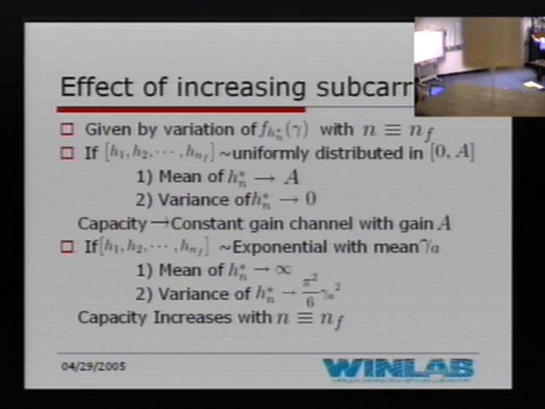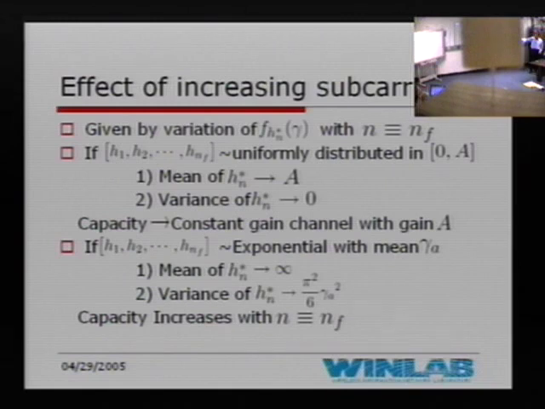So let's see what the effect of increasing the number of subcarriers is. That's basically given by the variation of this PDF, how it changes with the number of subcarriers. So just some typical examples. If each gain were uniformly distributed in the range of 0 to capital A, which is a uniform fading channel which we consider for simulations, the mean would tend towards capital A and the variance of Hn star would tend towards 0. So the capacity would be that of a channel with constant gain A.